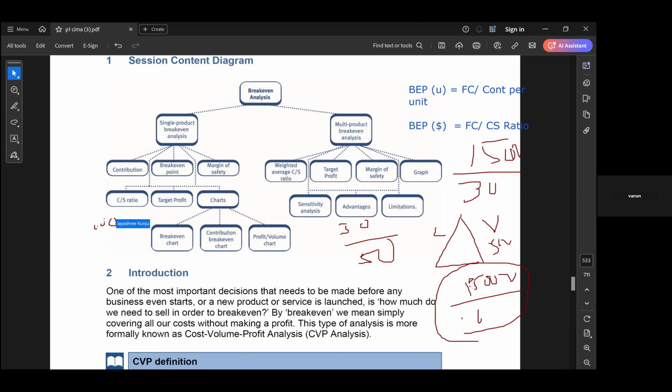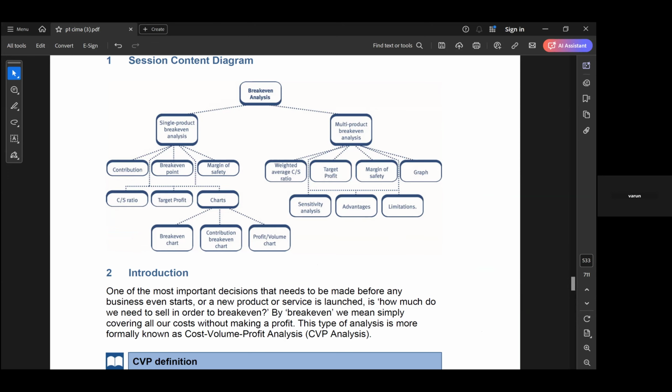25,000. And if you want to cross-check it at 500 units selling at 50, 50 into 500 is how much? 25,000, right? Same thing, you got the same answer. So that's the break-even point. Correct. So now let's proceed.